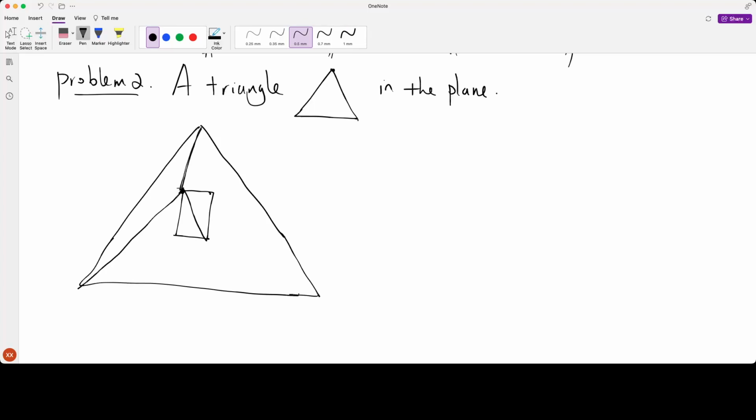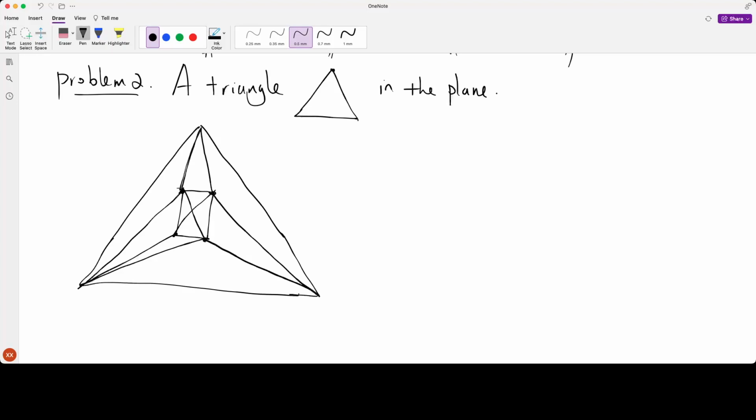So, okay, here is another triangle, here is another triangle. Maybe I put one more edge here, and here. Okay, and somehow I put something here, and maybe something here. Okay, now everything is split into smaller triangles, right?